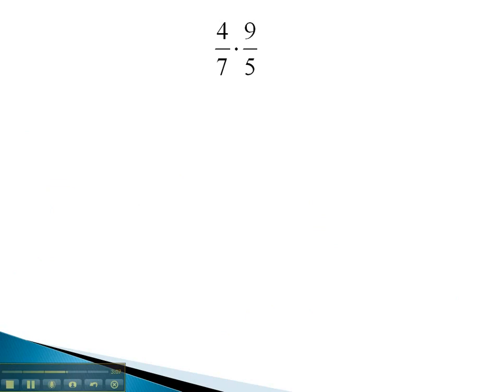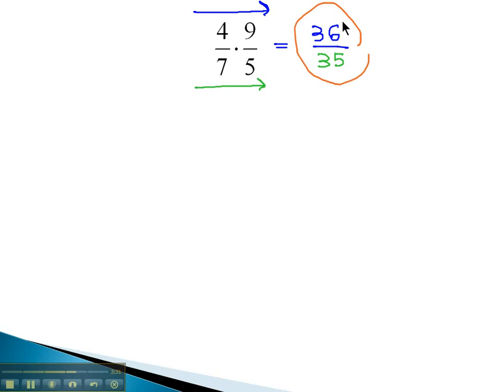In this problem, we're multiplying 4/7 times 9/5. We just discovered that to multiply them, we simply have to multiply across the numerators to find the double shade. 4 times 9 is 36. Over, we can multiply across the denominators. 7 times 5 is 35. And we get our final solution, 36 over 35, simply by multiplying across the numerators and denominators.